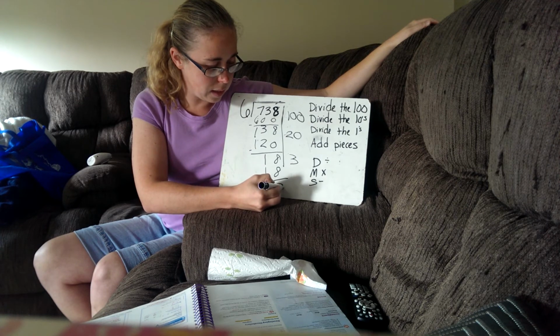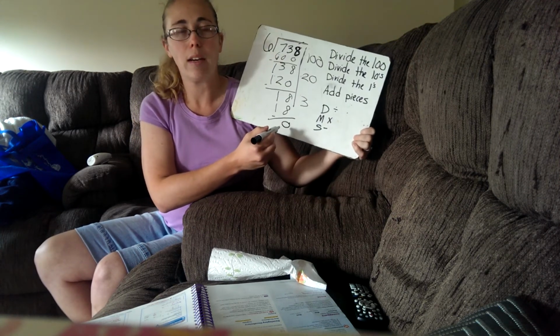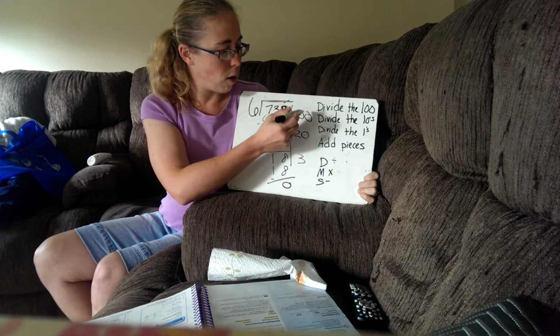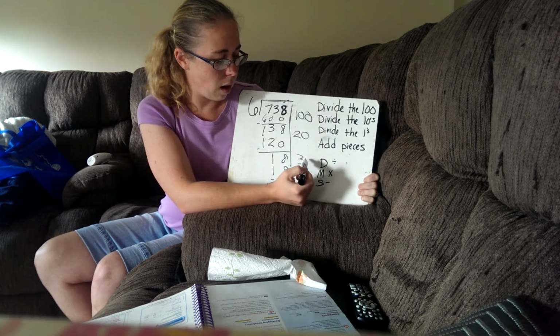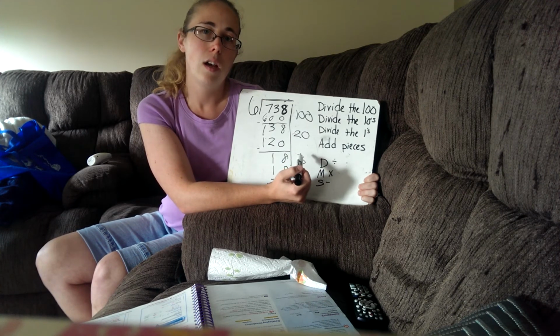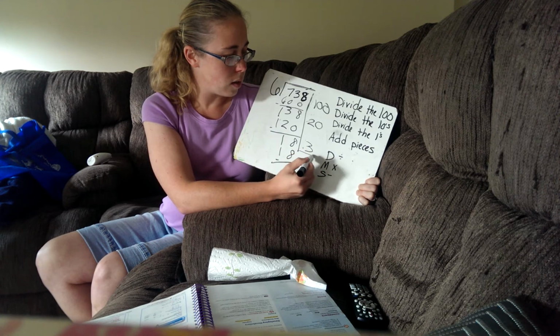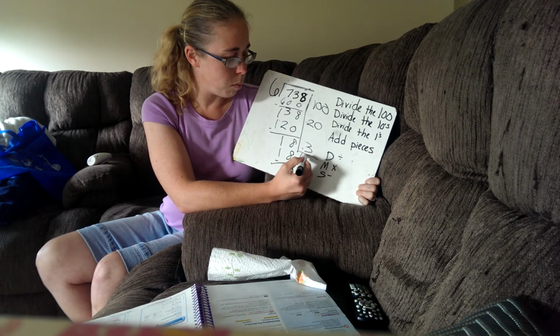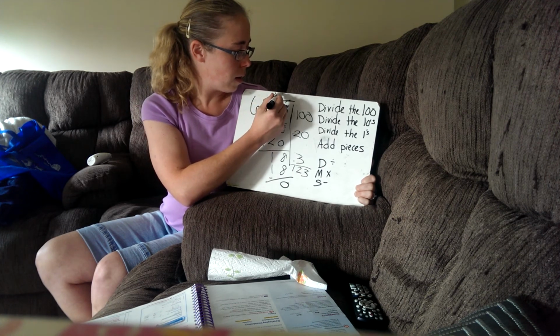18 minus 18 is 0, so we don't have any remainder. If I had a remainder, it would tell me right here. Now these are the parts of the quotient. This is the part for the hundreds column, this is the part for the tens column, this is the part for the ones column. So these parts need to get added together to give me my grand total. So 100 plus 20 plus 3 is 123.